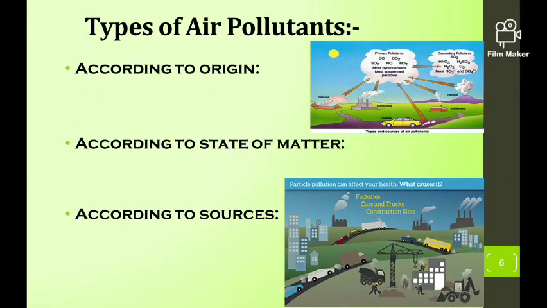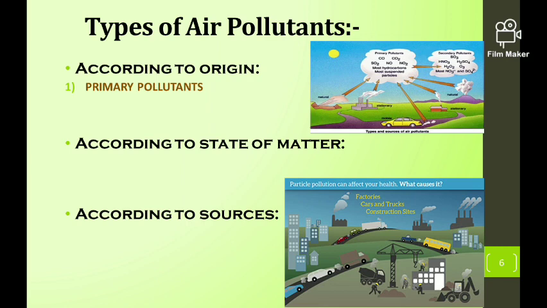There are different types of air pollutants which can be classified according to origin, states of matter and sources. According to origin, they can be classified into primary pollutants. The pollutants that are emitted from their sources and are found in the atmosphere in the same form in which they are emitted are known as primary pollutants. For example, ash, smoke, dust, radioactive compounds and oxides of sulfur and nitrogen.